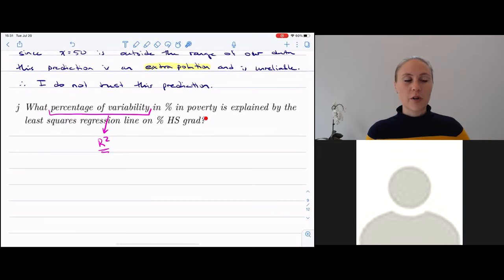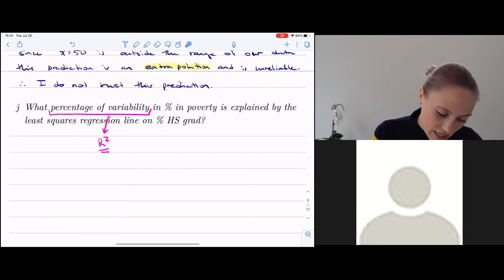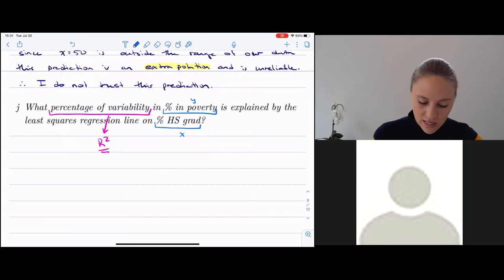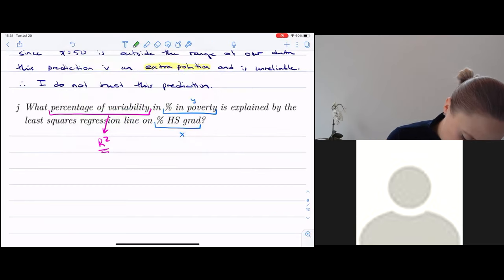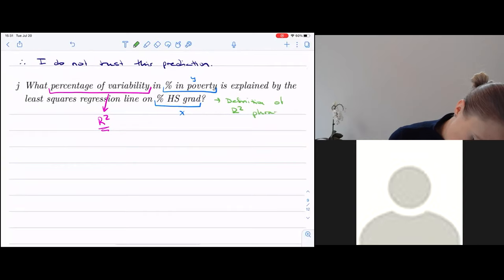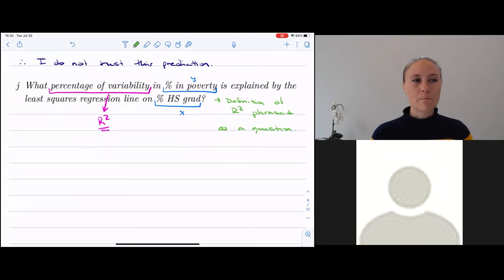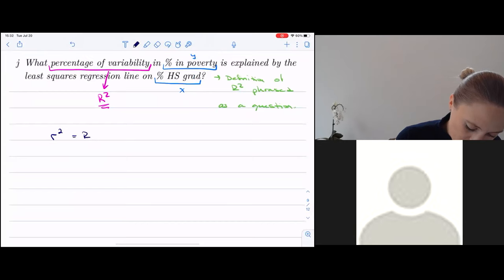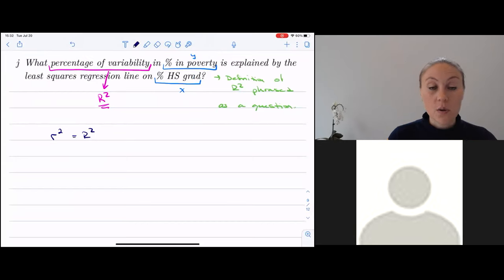You can read on to confirm that it is saying the percentage of variability in Y is explained by the least squares regression line on X, right? And so this is the definition of R squared phrased as a question. So we have to remember that R squared is just R squared. Okay. And so we have the correlation.